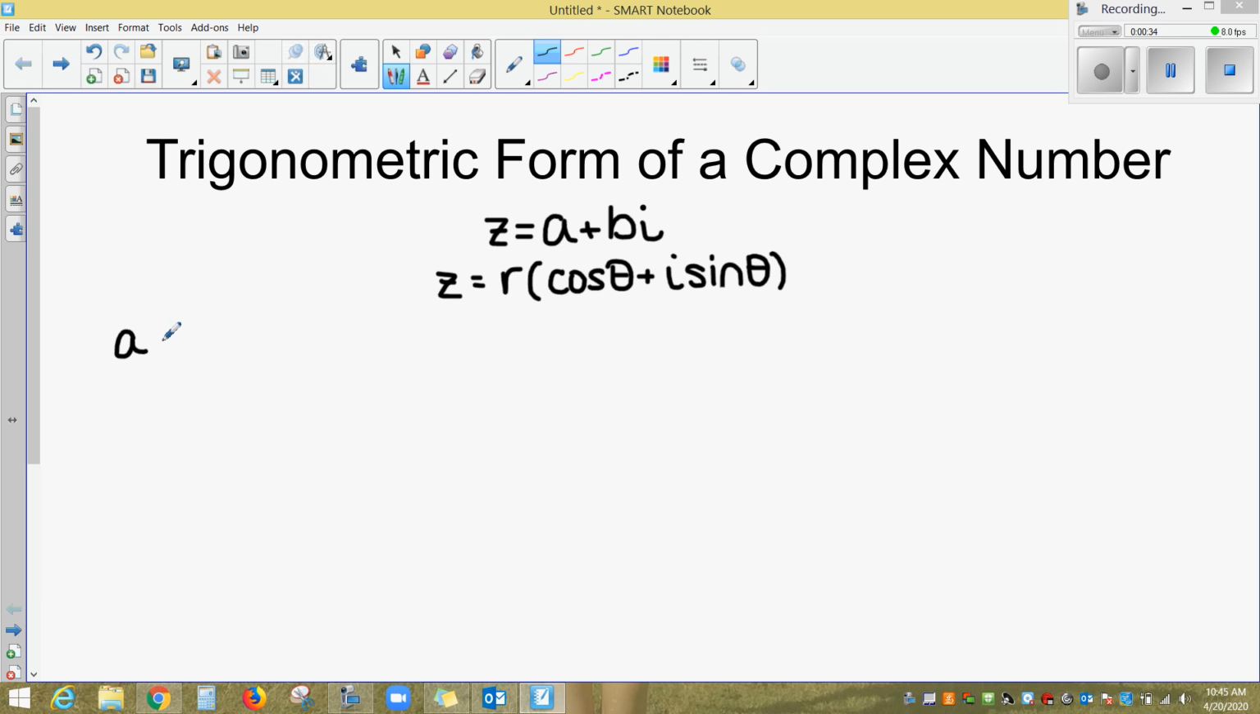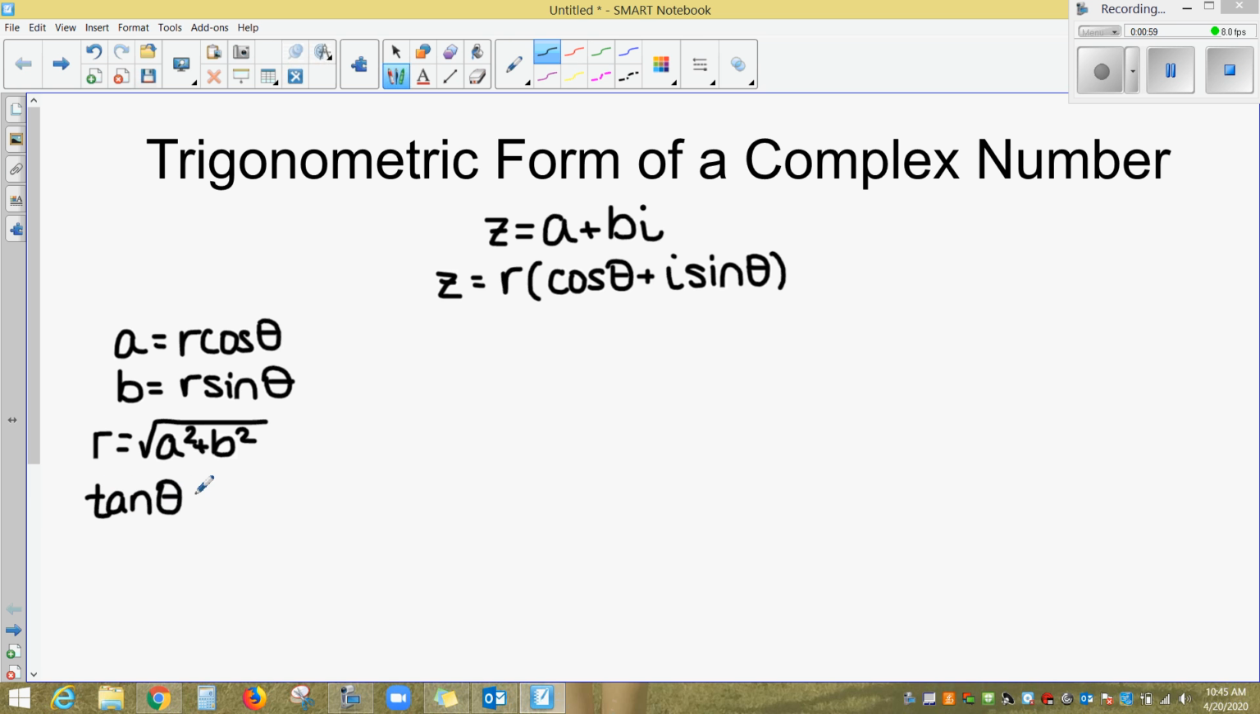So our a, our real part from before, is going to be equal to r cosine theta. Our b from before is going to be written as r sine theta. Okay, r is going to be the square root of a squared plus b squared. And we know that the tangent of theta, the angle that it makes, is going to be b over a.